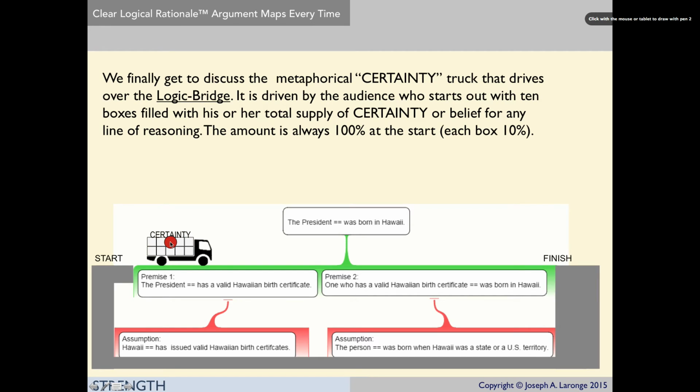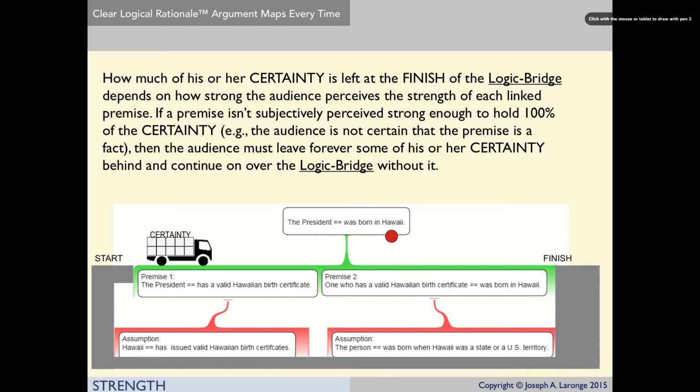So when you approach an unbiased, reasonable person who's considering a line of reasoning, as they start traveling that line of reasoning, if they have an open mind, they start with 100% certainty. Now they may lose some of that certainty as they travel across the bridge, but at least they start out that way. How much of his or her certainty is left at the finish after this truck gets all the way to the end of the logic bridge depends on how strong the audience perceives the strength of each linked premise. If a premise isn't subjectively perceived strong enough to hold 100% of the uncertainty, meaning the audience is not certain that the premise is a fact, then the audience must leave forever some of his or her certainty behind and continue on over the logic bridge without it, which we'll illustrate hopefully in the next slide here.